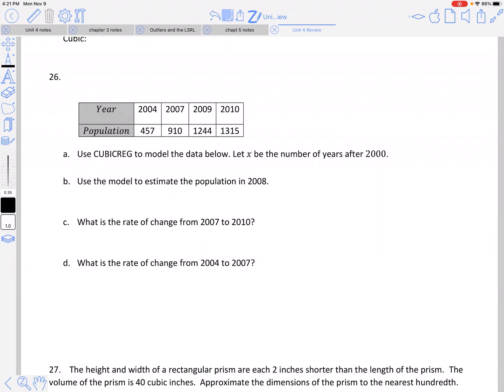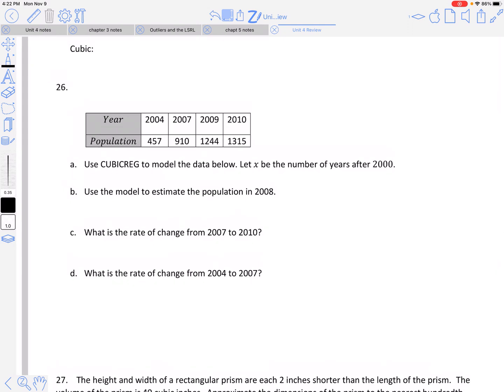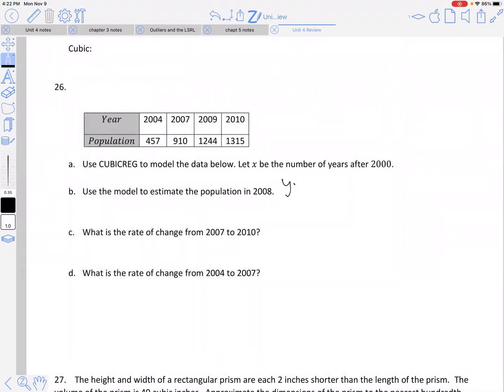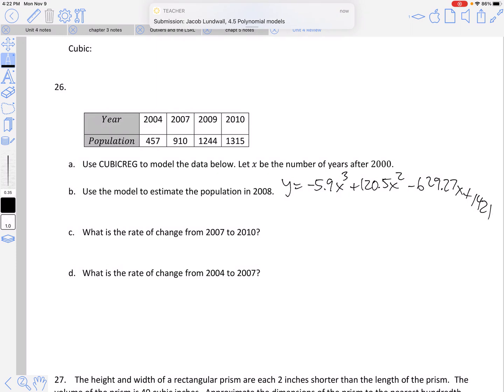Okay, and then let me hurry and calculate cubic. Okay, so just double check, your model was y equals negative 5.9x cubed plus 120.5x squared minus 629.2726, repeating really, x plus 1421, and this is actually a really good model. It fits it really well, the cubic does. So I know that it is a good fit.